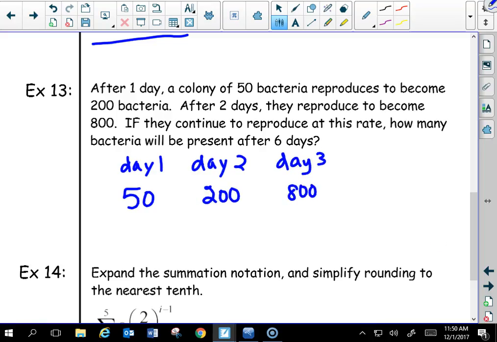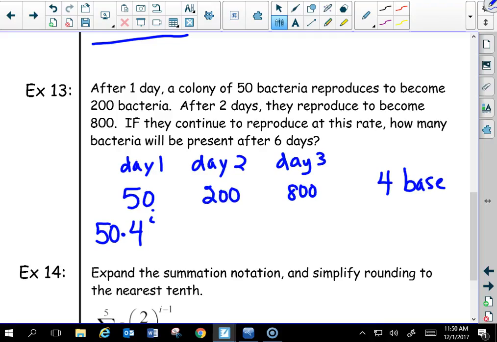Now, all the variations of this problem are going to be pretty simple. It's pretty easy to see that we're quadrupling. So 50 to 200, we multiply by 4. 200 to 800, we also multiply by 4. So that means we've got some kind of exponential function with 4 as the base. So let's take a look at the numbers we have. I have 4 to some exponent that probably involves i, and let's multiply it by our initial amount of 50.